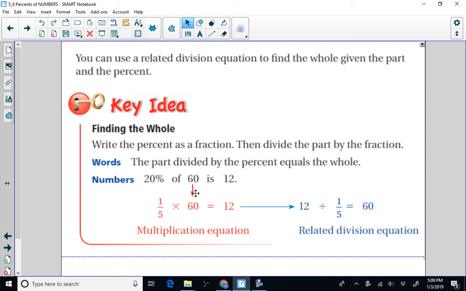20% of 60 is 12. Write the percent as a fraction. The word of means multiply. 1/5 of 60 is equal to 12. So 12 divided by 1/5 is going to be 60. That's the related division question.